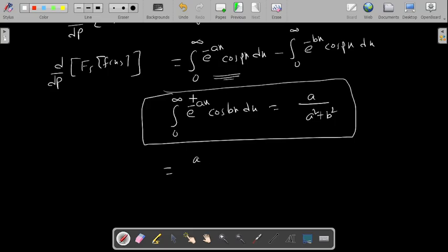In place of a, put b, so what will we get? A by a square plus p square minus, again apply the formula, e power minus bx cos px dx. Here a means a by a square plus b square, so here who is in the place of a? b is there. So then this value will be b by b square plus p square. So this is d by dp of Fs of f of x.